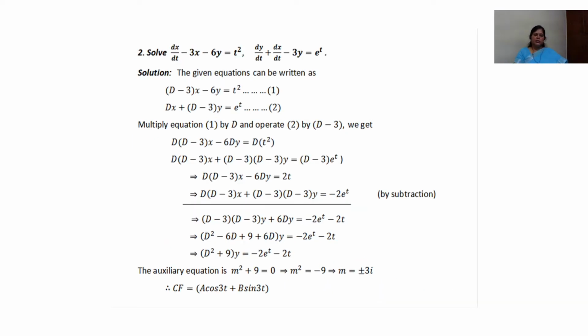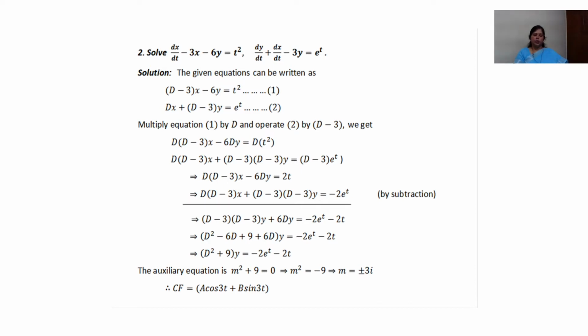The next problem is to solve dx by dt minus 3x minus 6y is equal to t square, and dy by dt plus dx by dt minus 3y is equal to 2t. First substitute d by dt is equal to capital D and simplify. We can write (D minus 3) x minus 6y is equal to t square as equation 1, and the second equation becomes Dx plus (D minus 3) y is equal to e to the power t. Consider that equation 2.